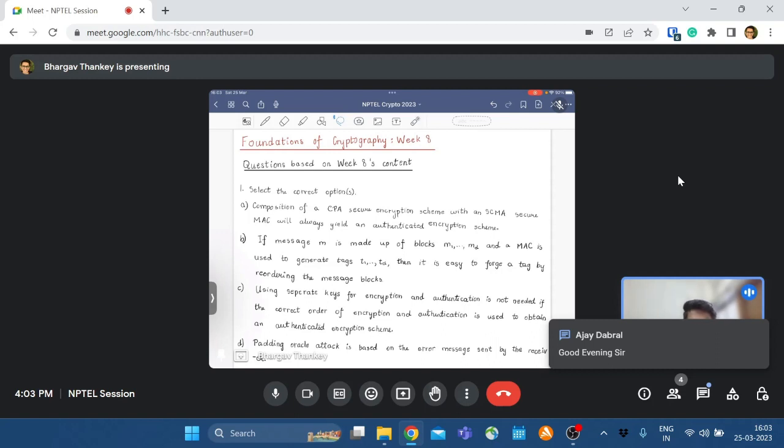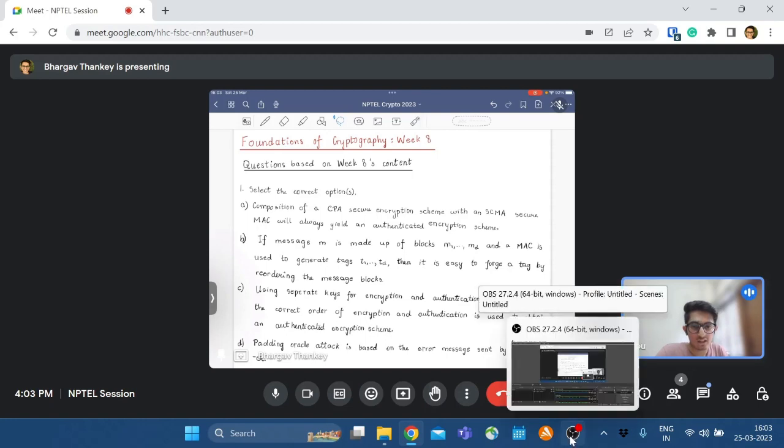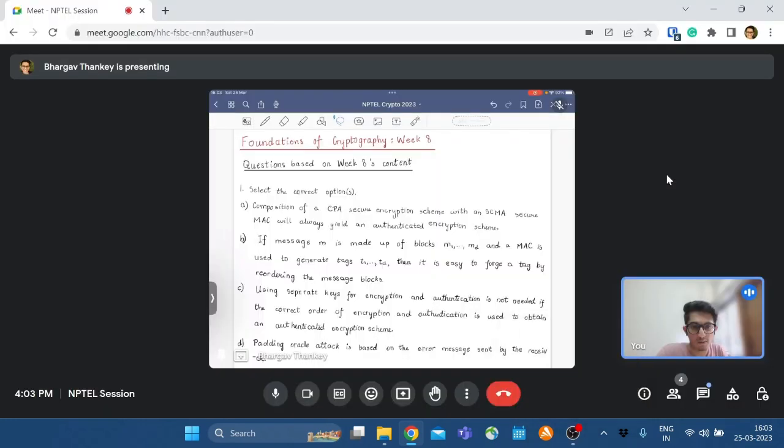Yeah, so this is the eighth problem solving session that I'm conducting, and as usual, today we'll first solve some problems from the week eight's assignment as well as from content related to week eight, and then towards the end we'll solve some problems related to week nine. Okay, so let's start.